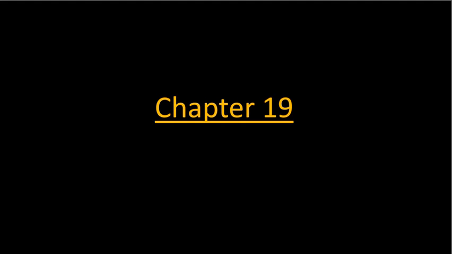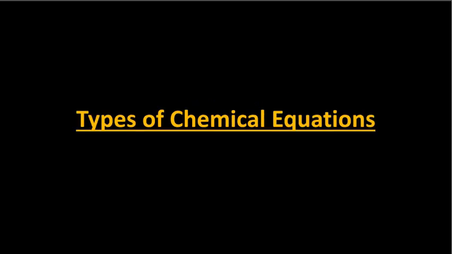Hello, ladies and gentlemen. Welcome back to Chapter 19, where we've been talking about chemical equations. Today, we are going to specifically talk about the different types of chemical equations, and you'll be able to identify them on sight. Okay, the first type of chemical equation is what is called a composition reaction.